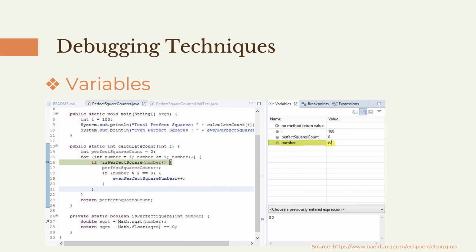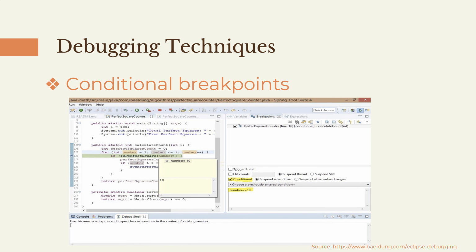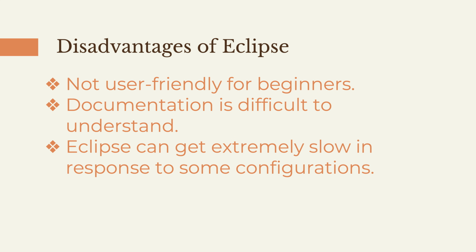Eclipse provides effective debugging tools. It visualizes step-by-step execution and helps us uncover the bugs. We can see the value of the variables during the execution under the Variables view. When we want to debug only for specific conditions, we can add conditions to a breakpoint. As shown in the diagram, when the number is equal to 10, only then will it suspend the execution.